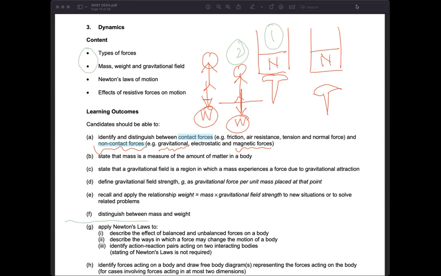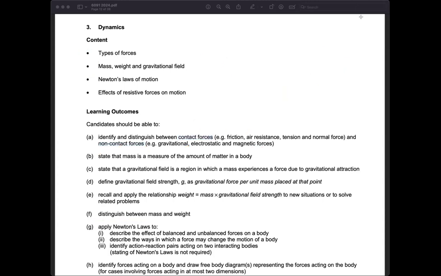Okay, let me explain again. A gravitational force. So for example, you've got Earth and the Moon. This is gravitational force. They are not in contact. Okay, this one you agree.